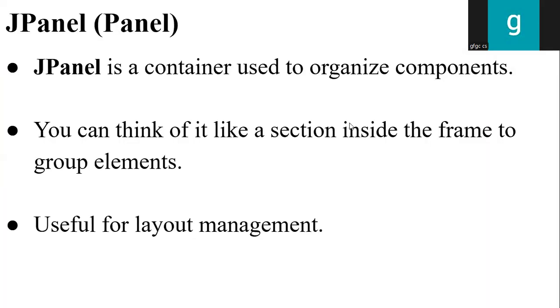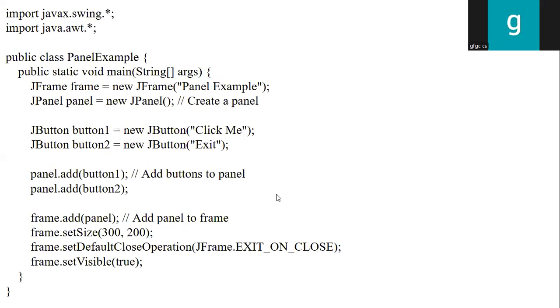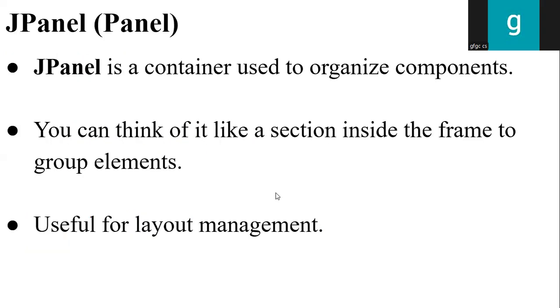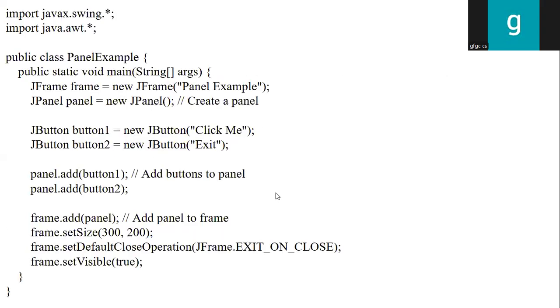Next component is JPanel. It is a container used to organize components. You can think of it like a section inside the frame to group elements, useful for layout management. For JPanel, to manage the layouts, we need the panel. Here I'm going to create one frame. Here JPanel is there.